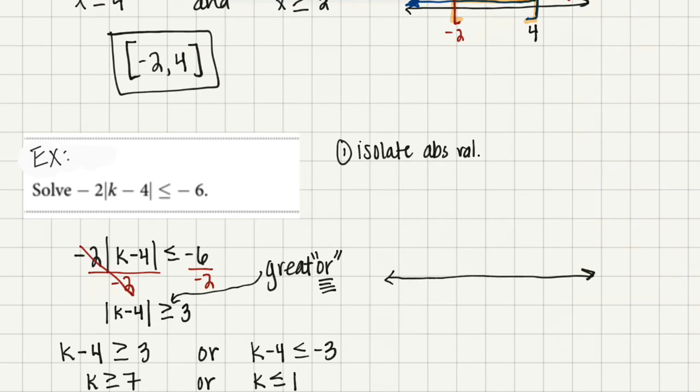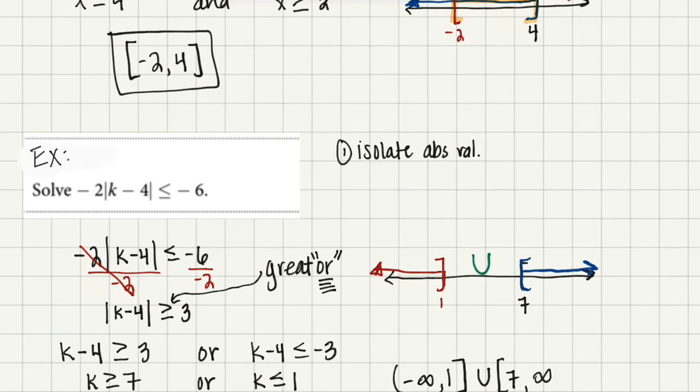So on a number line, k is greater than or equal to 7. Let me do this in a color. Or k is less than or equal to 1. This is an or, so it's a union. Therefore, our answer is negative infinity to 1 with a bracket, union 7 with a bracket to infinity.